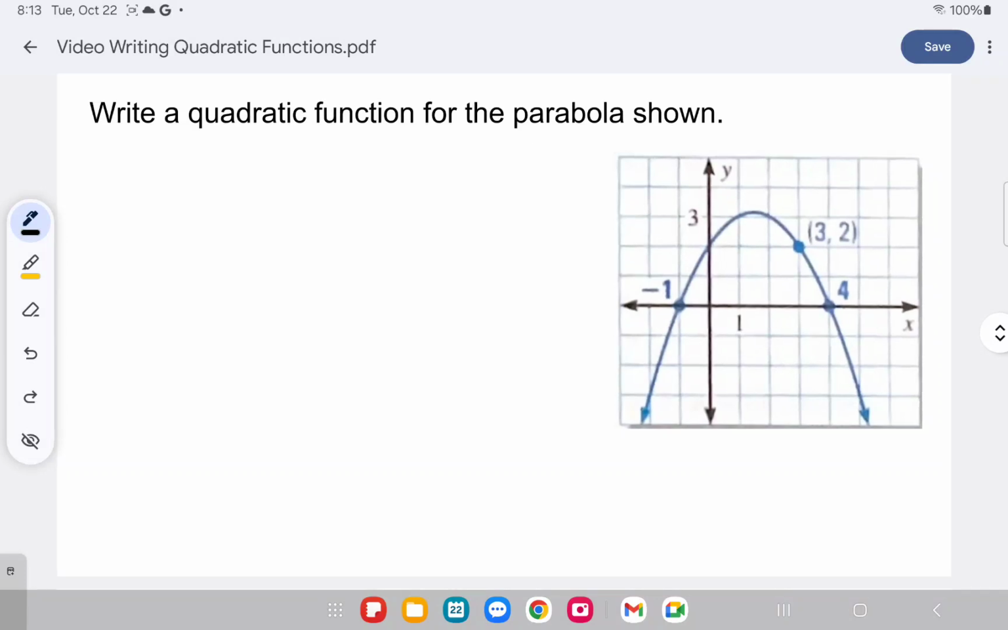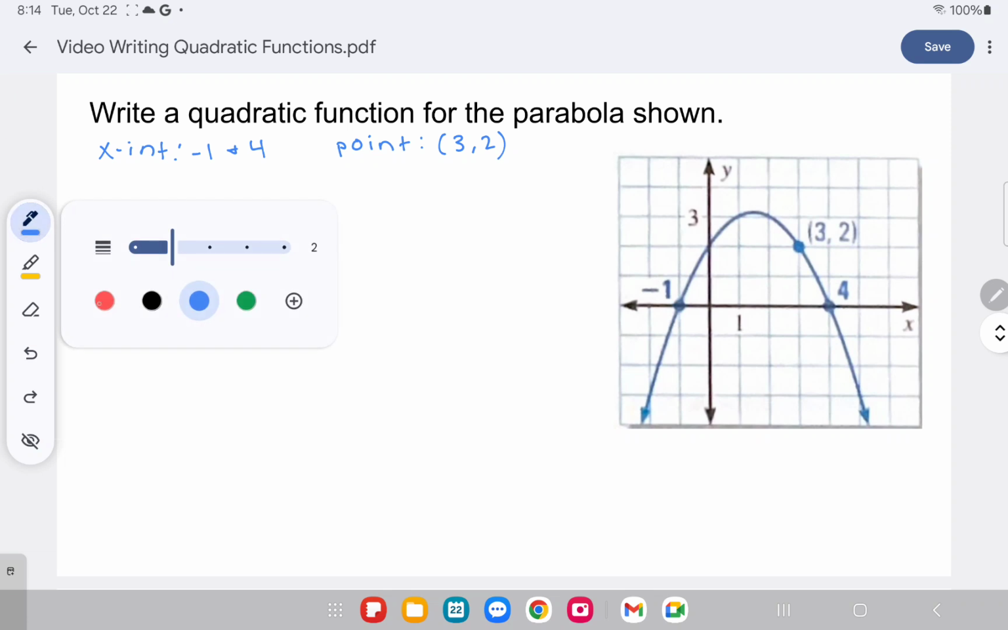For this parabola, the vertex isn't very obvious. We'd have to estimate a little bit. So instead of using vertex form, we're going to use intercept form because we are given the intercepts. Our intercepts are -1 and 4. And then for intercept form, we also need another point other than the intercepts. And in this case, it gives us the point (3, 2).